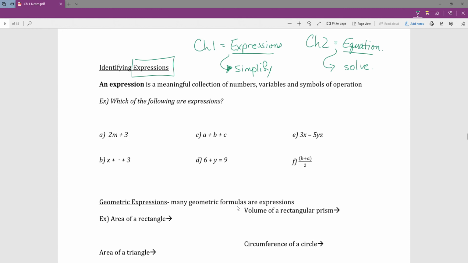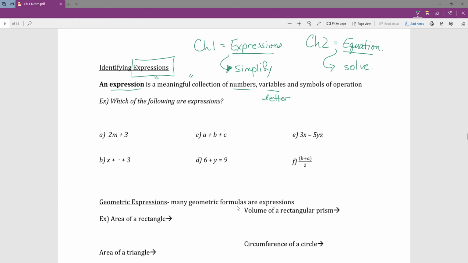So an expression is a meaningful, I love that, hopefully it's meaningful to you, collection of numbers, variables, which were letters, and symbols of operation. So those could be grouping signs, they could be addition, subtraction, multiplication, all of that. So which of these are expressions? And we can go through these ones just by giving them a check or an X. Is it an expression or not?